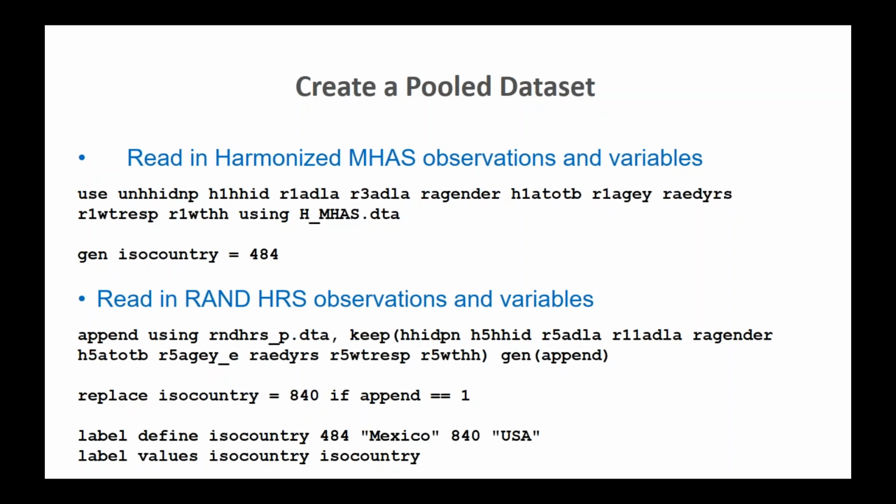And then we can further define our country code variable by letting Stata know that 484 is equal to Mexico and 840 is equal to the USA. This will make our results look a little cleaner. And then we want to label values ISO country, ISO country.